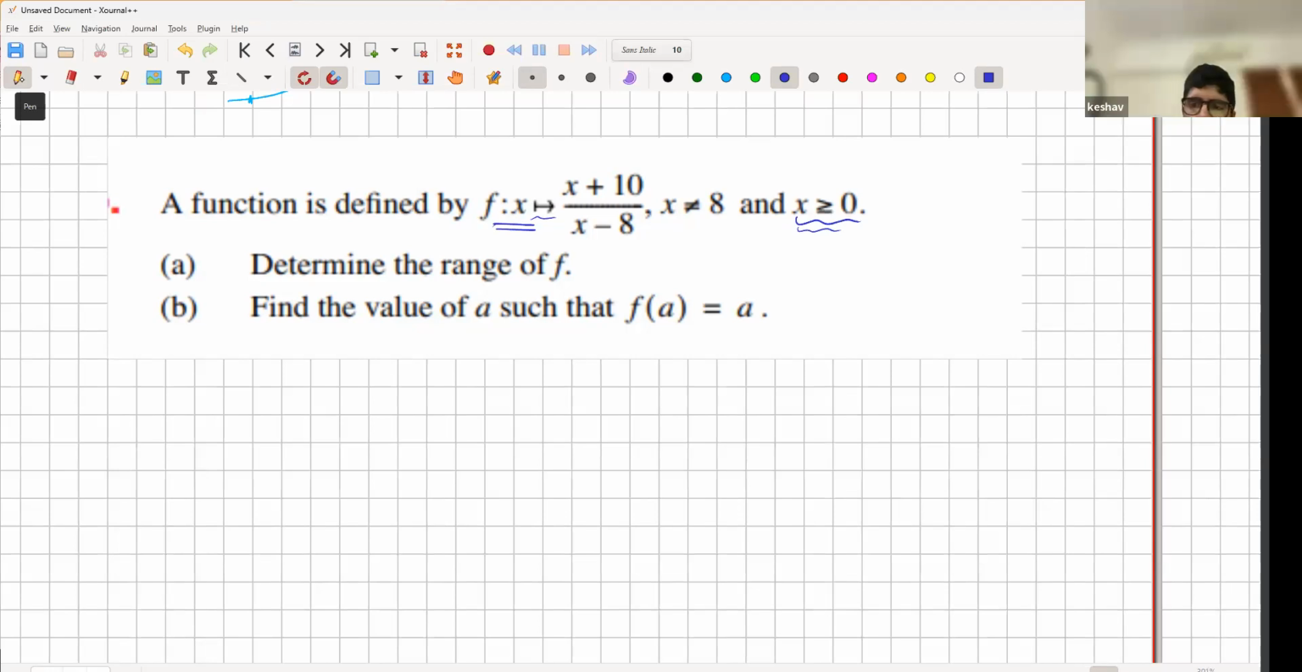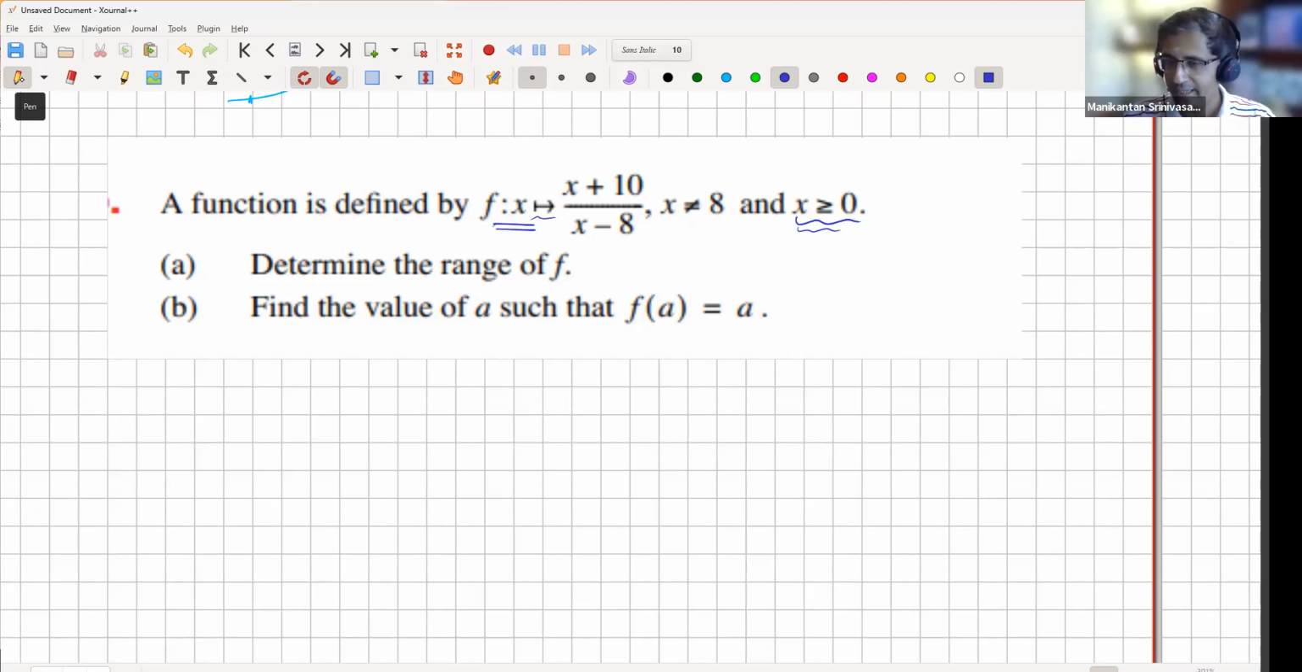Y can't be equal to 1, right? Y can't be equal to 1 because x plus 10 will always be bigger than x minus 8. That's right. So, yes, which is why it's important to learn how to plot a function, which I was going to come to next as part of this problem itself.